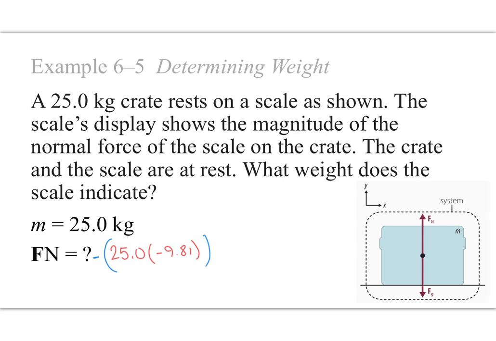However, when we start pulling this with a moving object, you're going to have to think about the fact that gravity is going down. So when you multiply this out, what do you get? What is the scale going to show you here? 245. What did we just get it in? 245 newtons. All right, newtons.